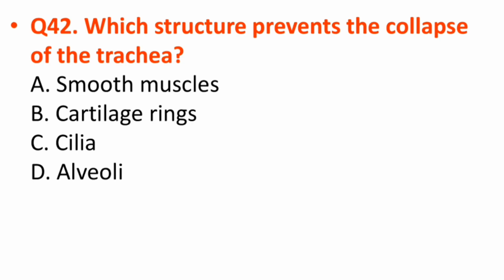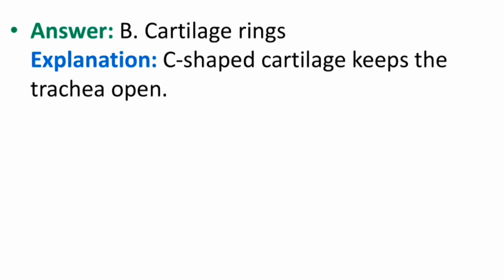Which structure prevents the collapse of the trachea? Option A smooth muscles, option B cartilage rings, option C cilia, option D alveoli. The correct answer is option B cartilage rings. C-shaped cartilage keeps the trachea open.